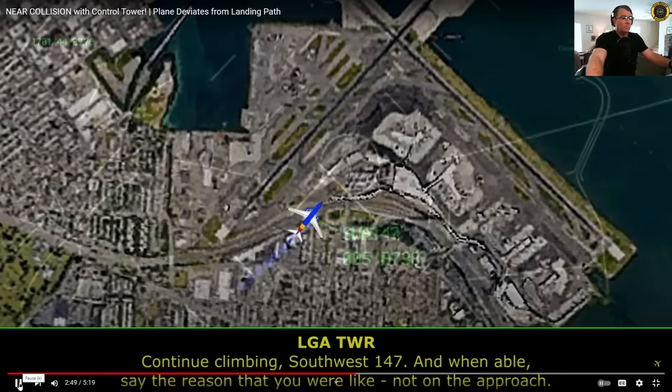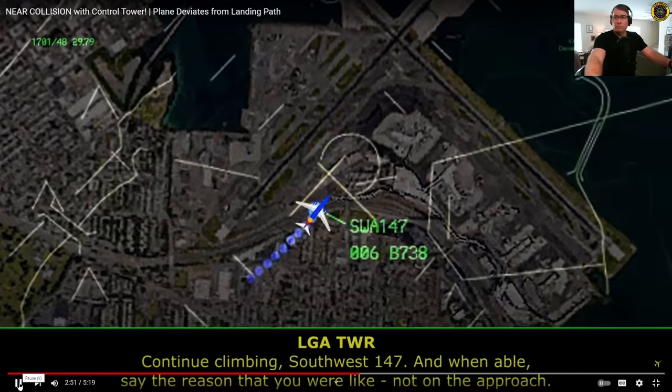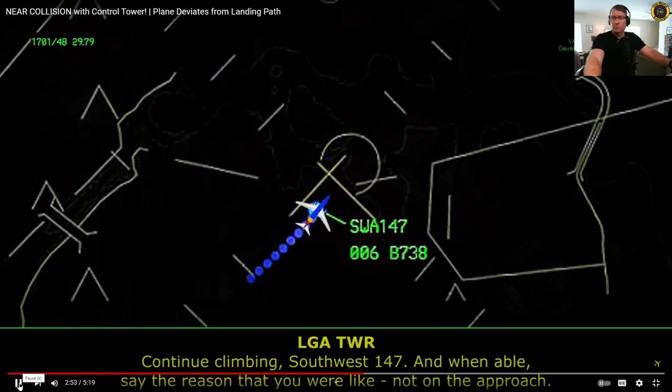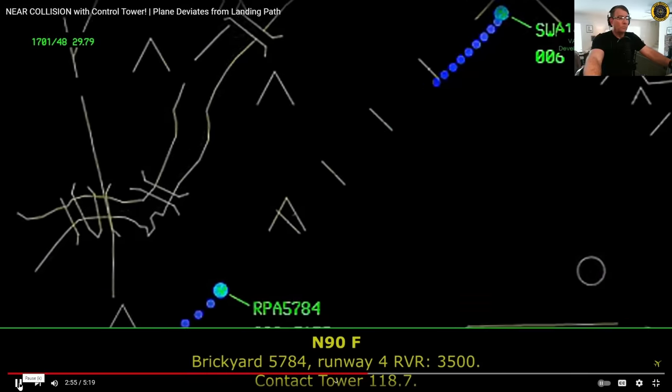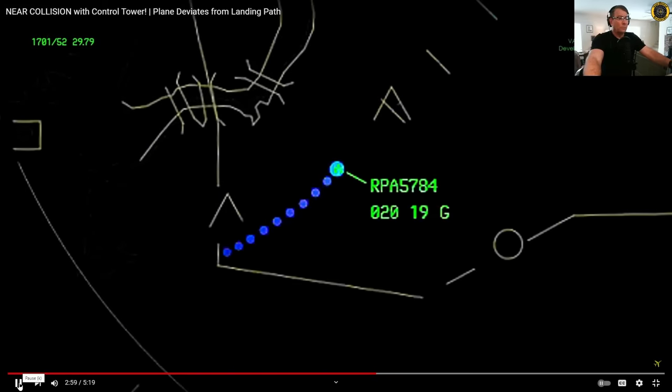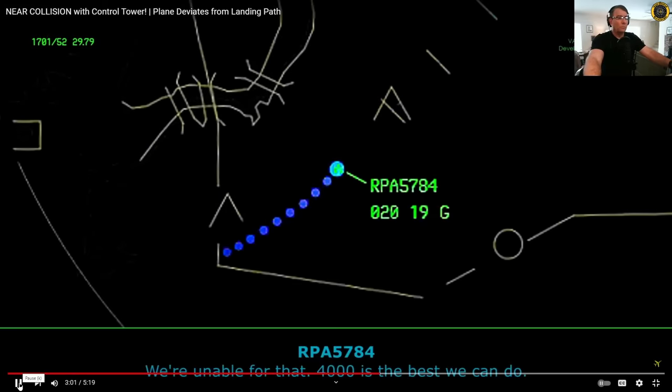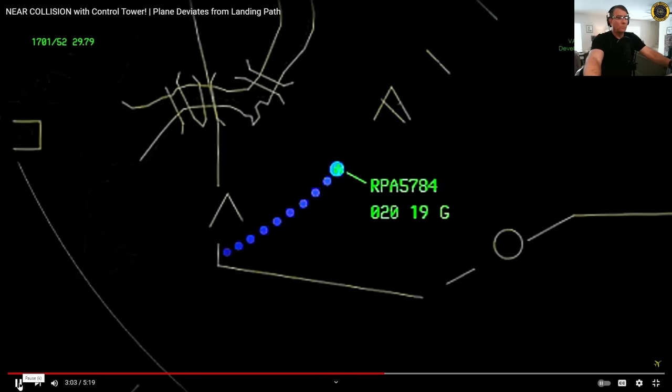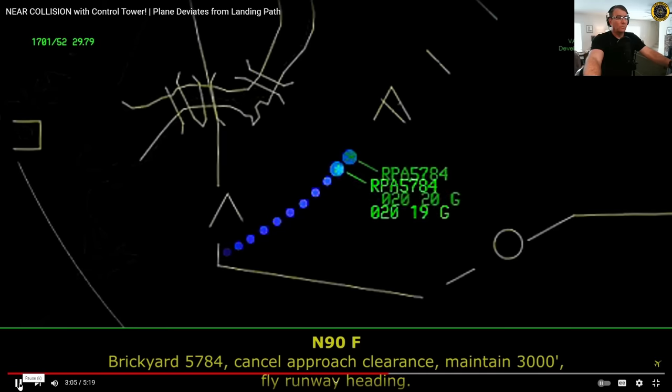Continue climbing Southwest 147, and when able, say the reason why you were not on the approach. 5784, RVR 3500, contact tower 118.7. We're unable that. 4,000 is the best we can do. 784, cancel approach, going to maintain 3,000.